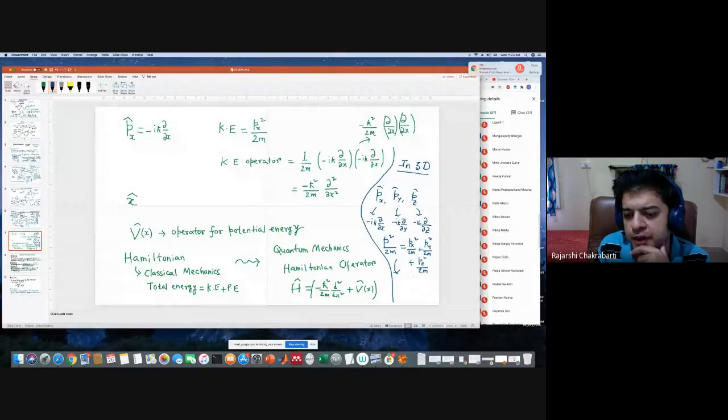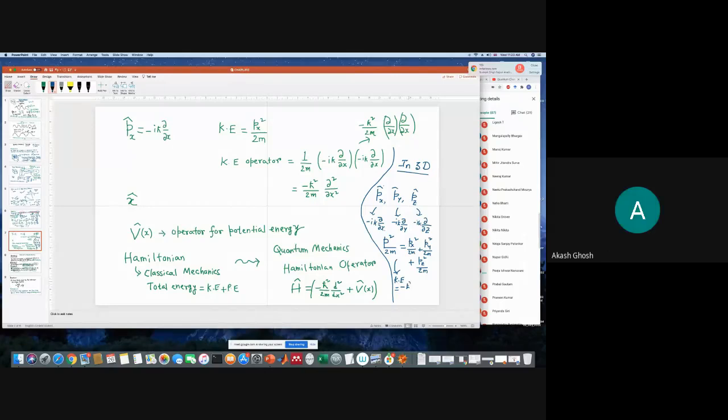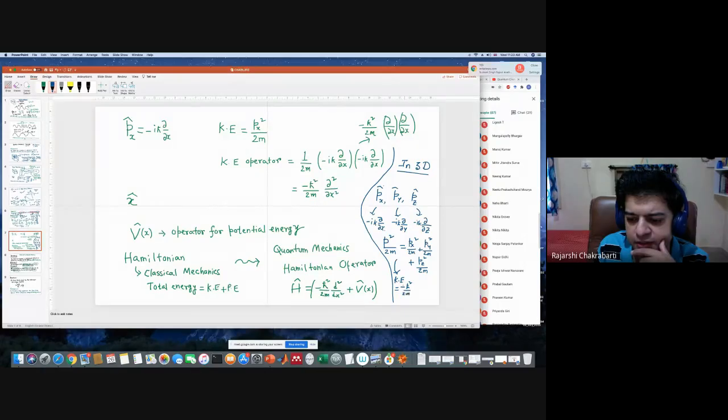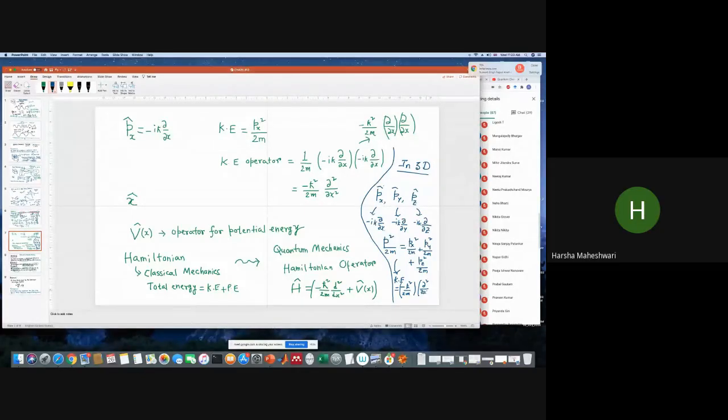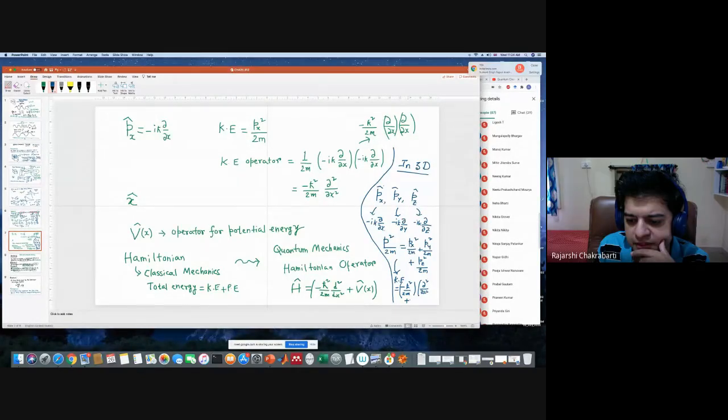So the corresponding operator is going to be what? Kinetic energy in 3D. Can anyone tell me what it is going to be? You already know it in 2D. So essentially what you have is h cross square by twice m, that constant, with a minus. You take it out, and essentially you have then del square by del x square plus del square by del y square plus del square by del z square, inside the bracket.